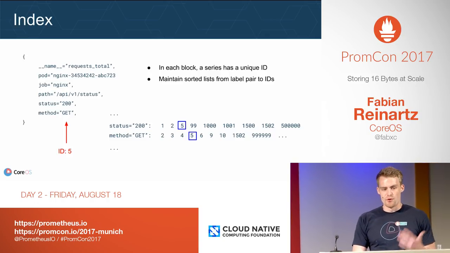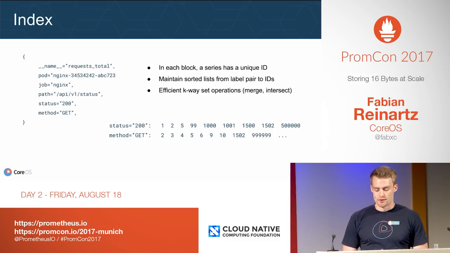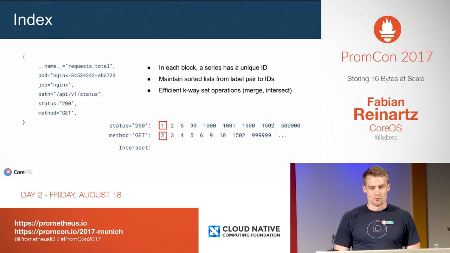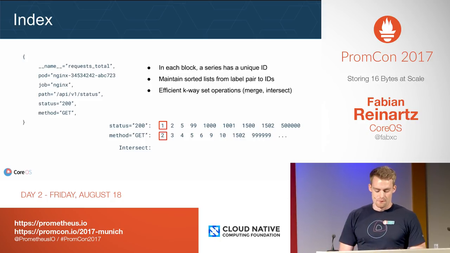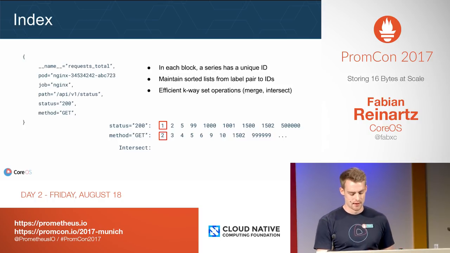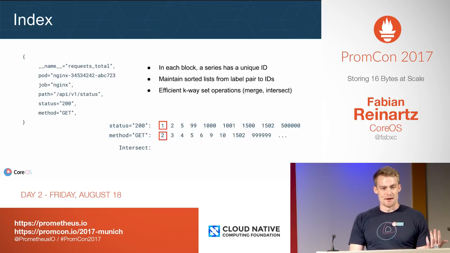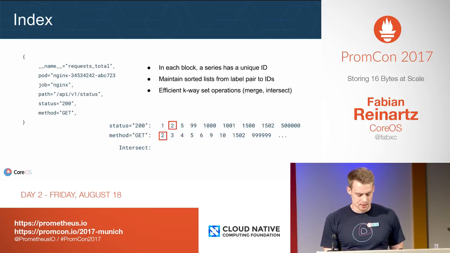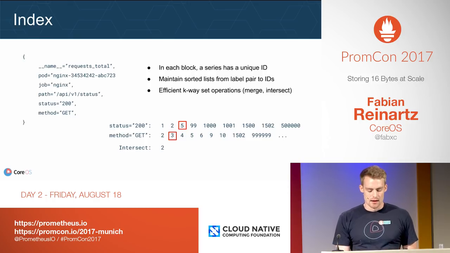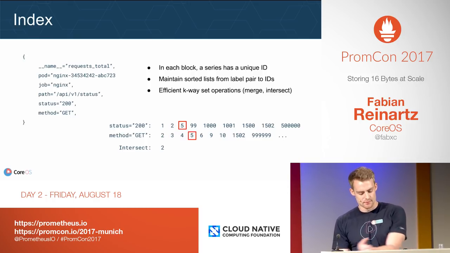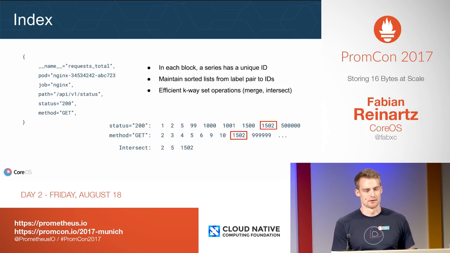And this approach also allows us to do really efficient K-way set operations, which is usually merging an intersection. And this usually occurs, for example, when you want to retrieve all series that have status equals 200 and method equals get. To retrieve all these series, you just put a cursor at the beginning of these two lists and always advance the cursor that's pointing to the smaller value. And as soon as the values match, we add this to our result set. So we move to 2, and 2 and 2 matches, right? So this is our result, and we move on both of them. And now 3 is smaller than 5, so we advance this cursor until we have a match again, and we continue this pattern until one of these lists is exhausted.